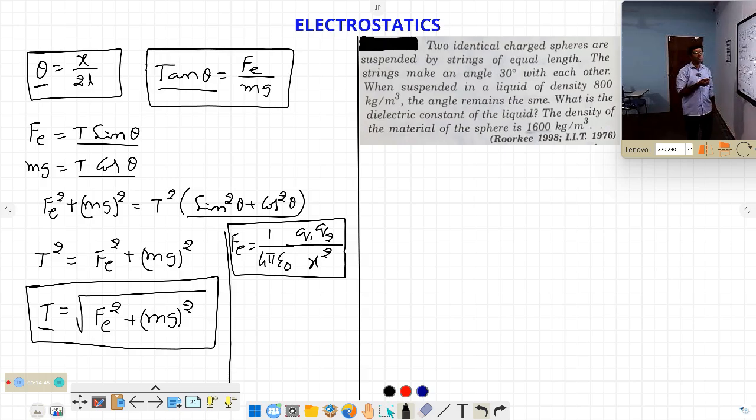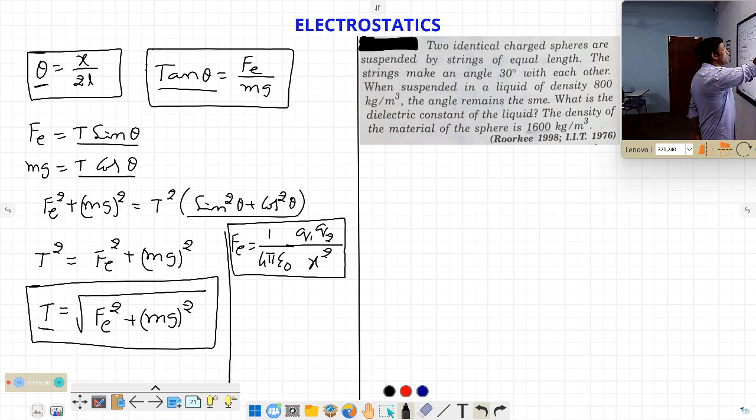Now look at the problem. A question similar to this has been given two times in the most important competitive examinations. One is UK 1998 and the other is an IIT 1976 question. That's why it is important for us to understand this concept very clearly.